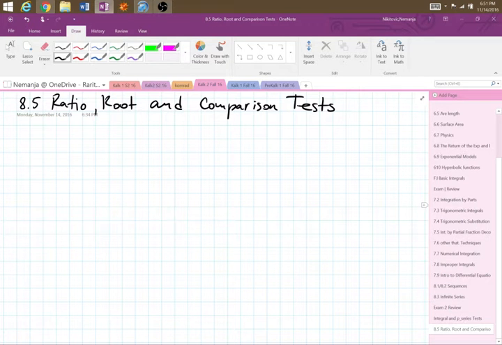Welcome back to Calculus 2, section 8.5, where we uncover 4 tests for testing convergence and divergence of series. So we'll talk about ratio, root, and comparison tests. And again, if it converges, we don't know what the sum converges to. The only 2 tests where we can tell are geometric and telescoping. So those are the only 2 tests where we know where the sum converges to.